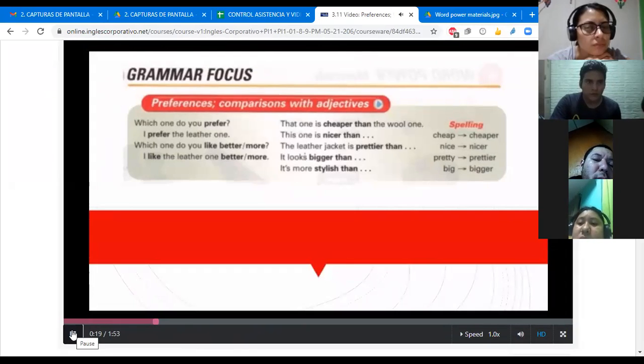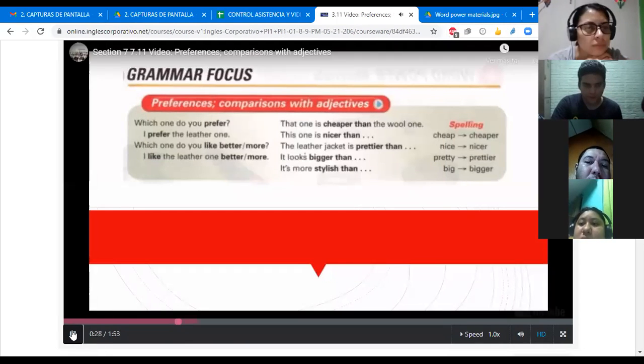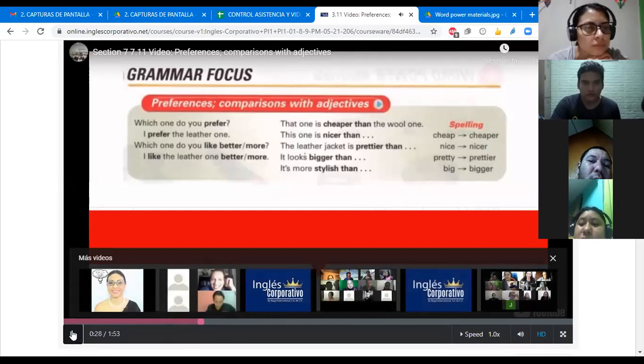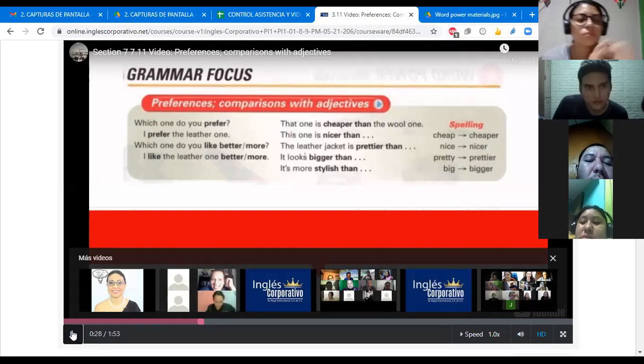Which one do you prefer? I prefer the leather one. Which one do you like better? I like the leather one better. Okay, just remember here, which one do you prefer? This is when you already have the options, right? I prefer the leather one. Which one do you like better? Or which one do you like more, right?